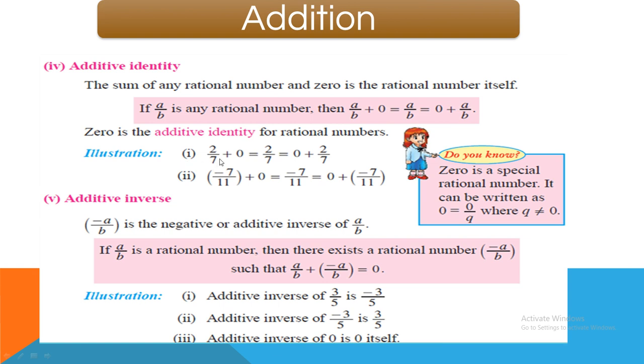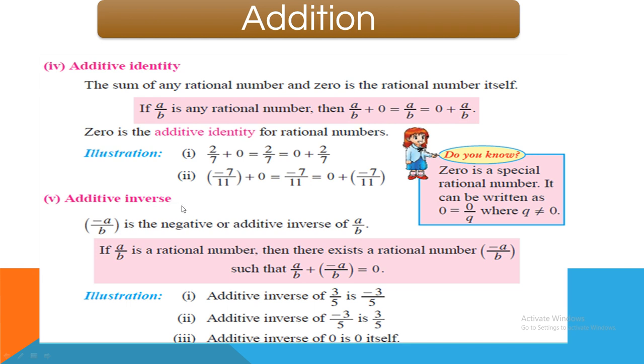So, for example, if we add 0 in 2 by 7, we get 2 by 7. Clear? Same way, 2 by 7, if we add in 0, we'll get 2 by 7. So 0 is called the additive identity element. Same way, if in negative number we add 0, we'll get the negative number. Okay, or you change the order of addition, again the same number. So 0 is the additive identity of addition. This is fourth property.